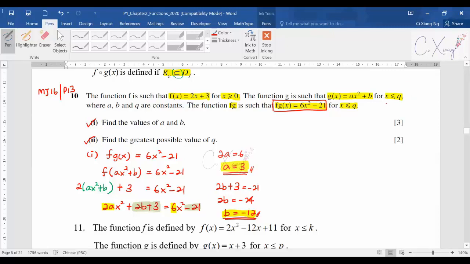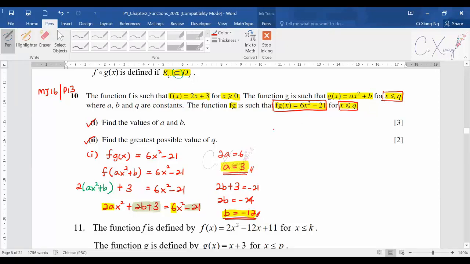So actually, what is the Q here? If you look at this one, the Q appears in two parts. It is actually the domain of F composite G. It is also the domain of function G. Because you didn't see any keyword here, they just want you to find out the value of Q. A lot of students are like, hey, I don't know actually how to start because it is related to domain.